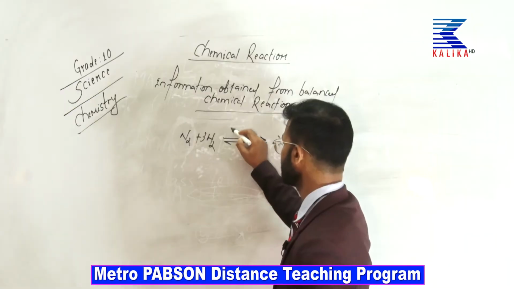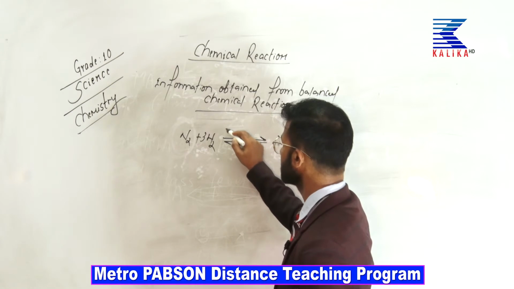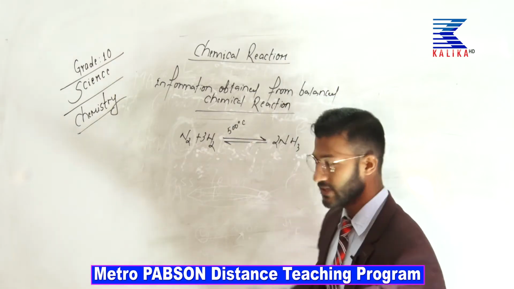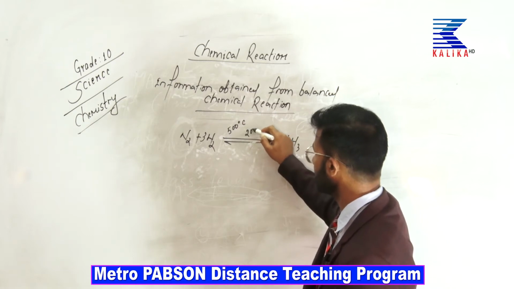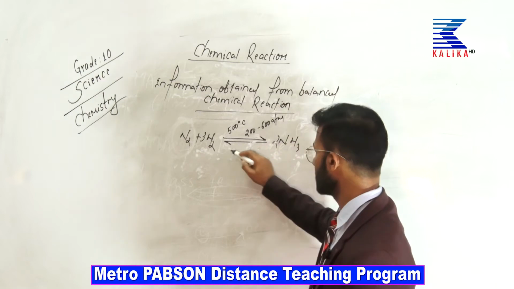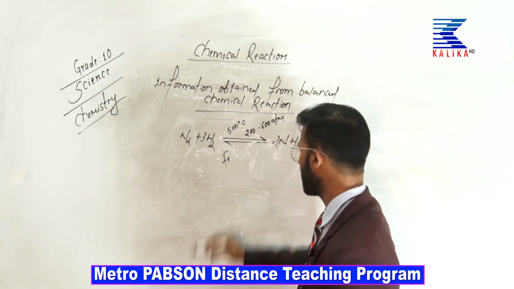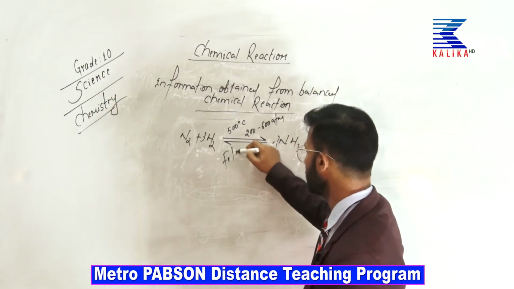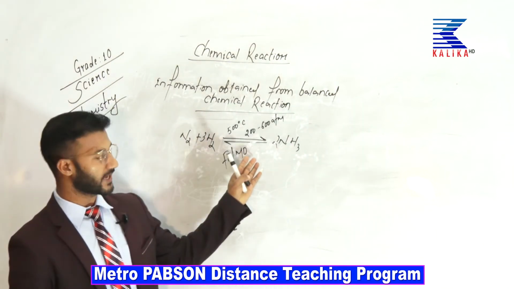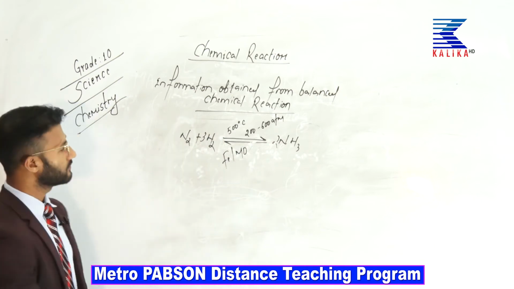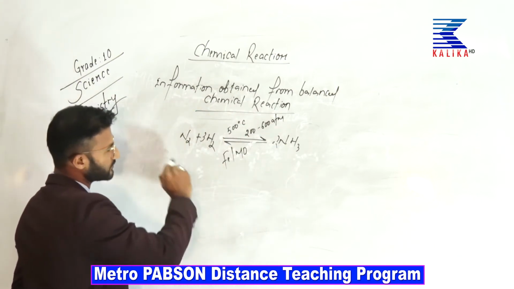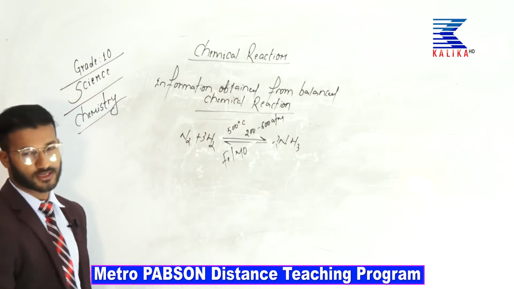This condition, pressure is needed, temperature at least up to 500 degrees Celsius is needed, pressure at around 200 to 600 atmosphere is needed. Similarly, catalyst like iron powder and molybdenum as a promoter is needed. This is how this reaction takes place. But here we are going to focus about what are the informations that we get from balanced chemical reaction.